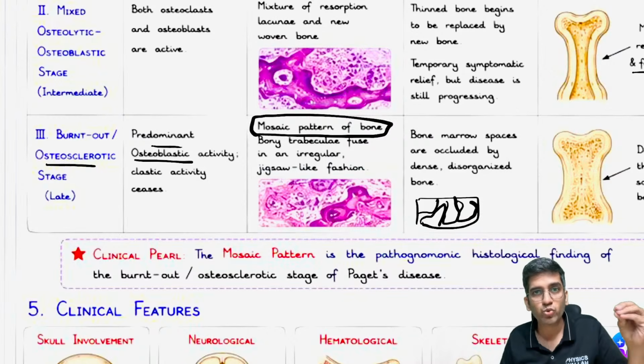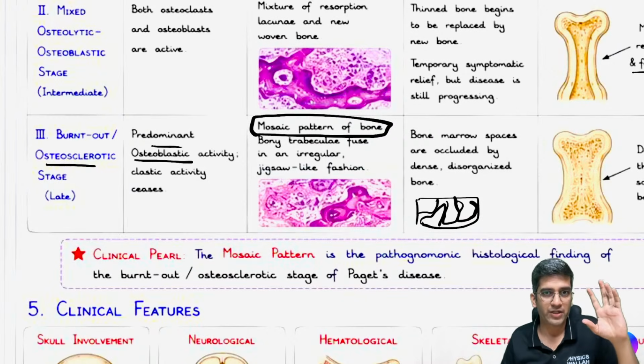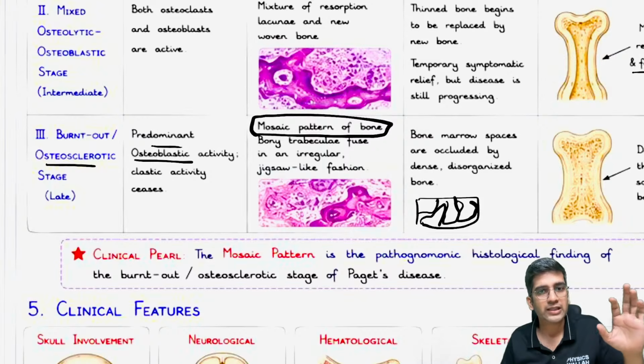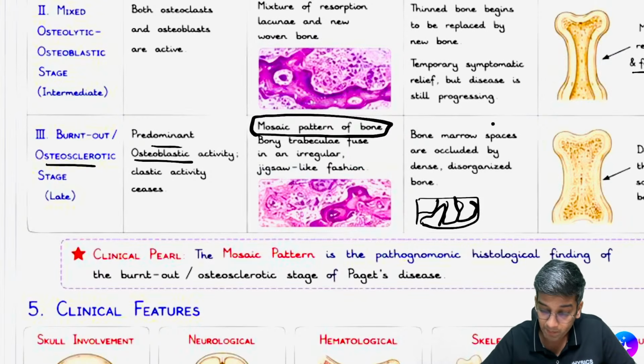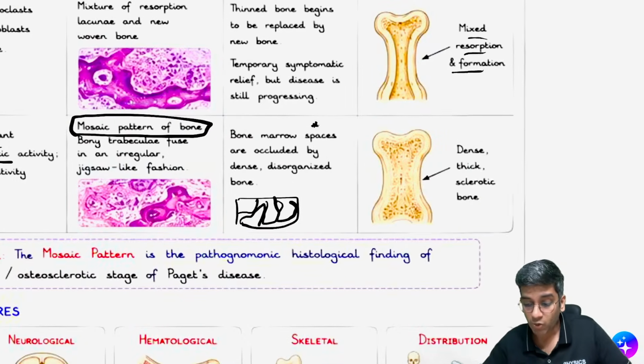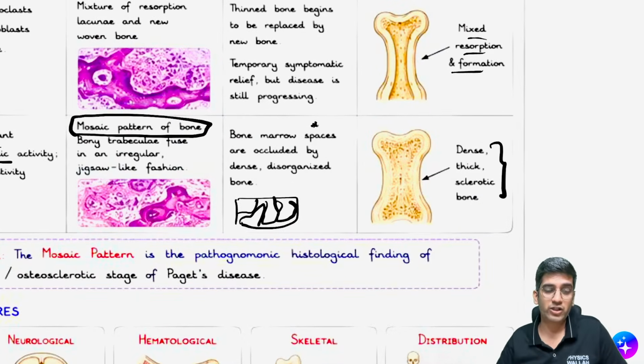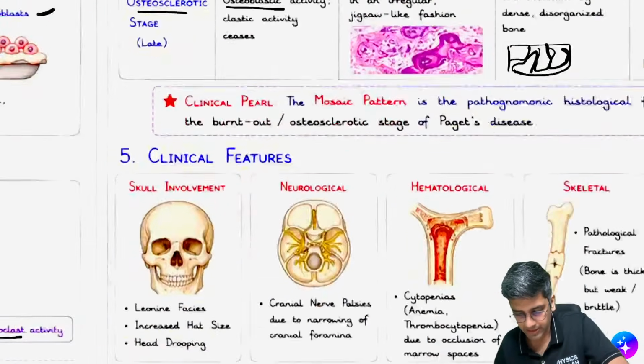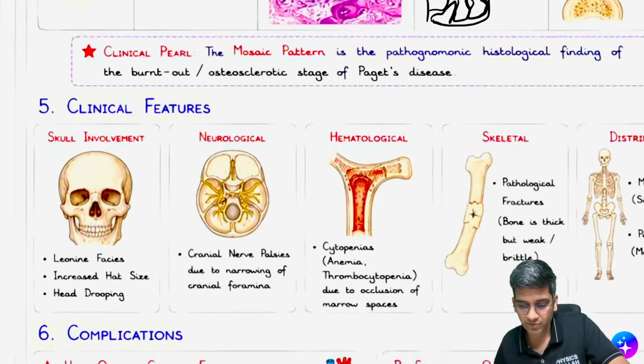Bony trabeculae fuse irregularly in a jigsaw-like fashion. There is no bone marrow space at all. That's what mosaic bone pattern is, right? This is important. Remember this because this is what gives us the histology. The bone is very thick, dense and sclerotic. Doesn't mean they are strong. They're thick doesn't mean they're strong. Chalk piece is thick. It's very dense. They're not strong. You hit a chalk piece, it will break. Fine? Okay? Fine.